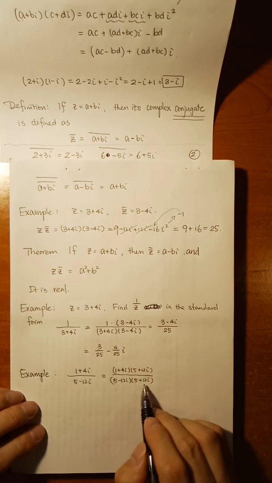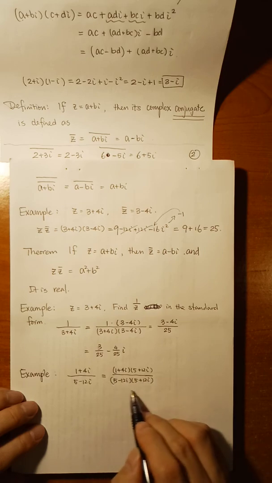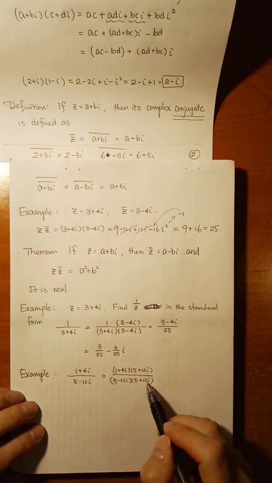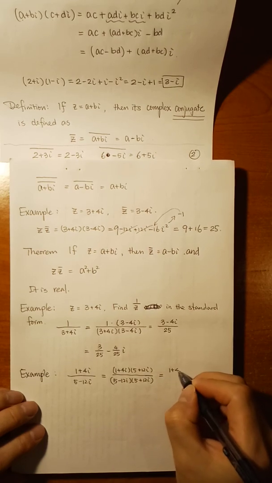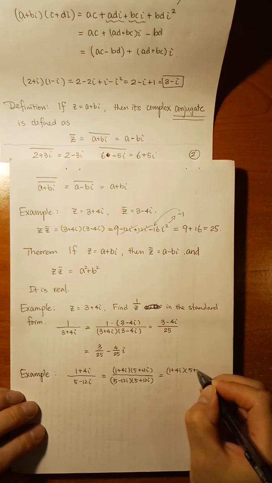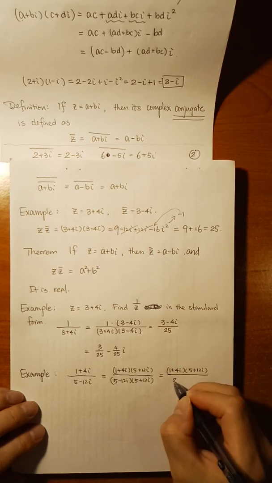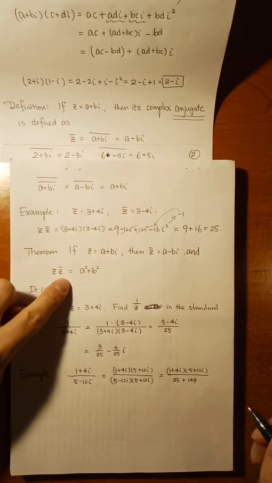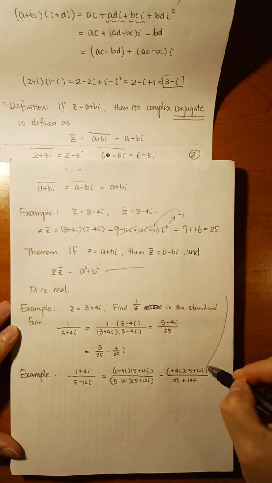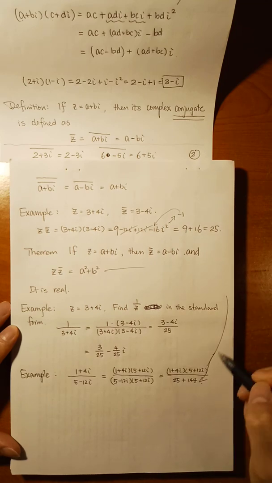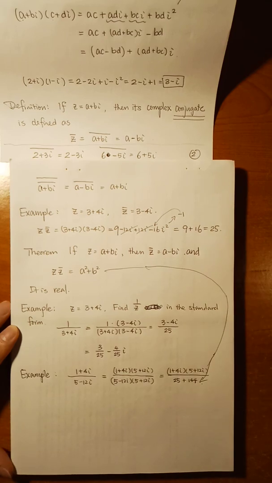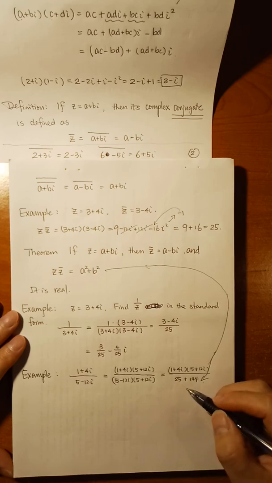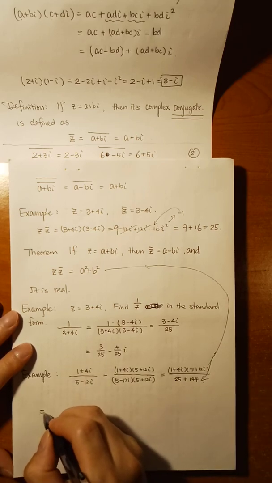And we know that z times z bar, the denominator, we only talk about the denominator, is equal to a squared plus b squared. A is 5, b is 12. So it is equal to 25 plus 12 squared, which is 144. That's how we get this 25 plus 144. It's 169. So the denominator becomes 169.